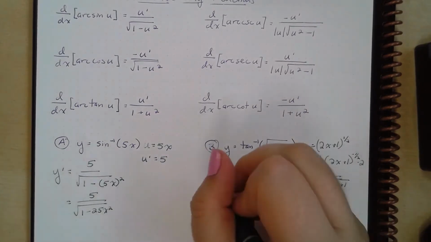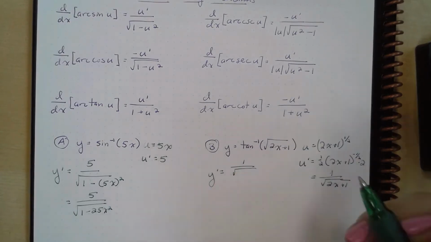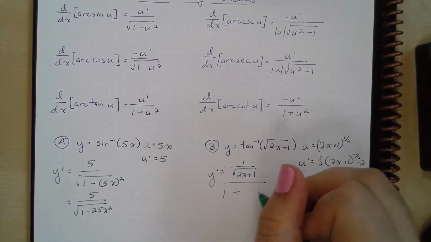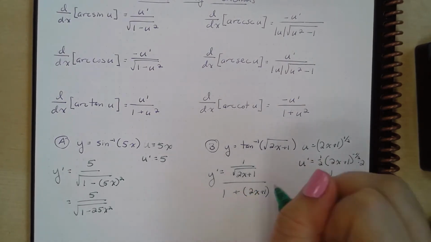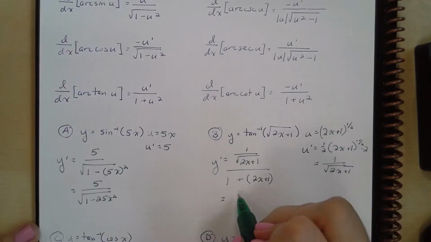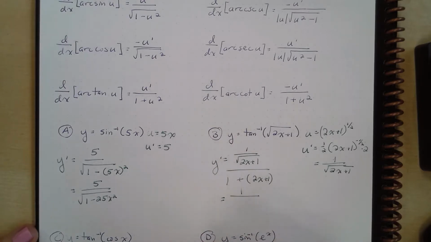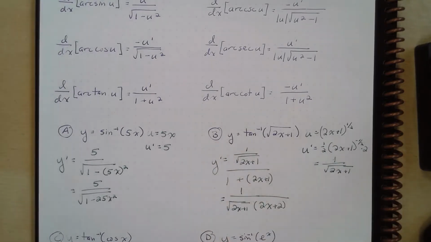Now I can kind of dive in. y prime is equal to 1 over the square root of 2x plus 1, all over 1 plus 2x plus 1. And this can definitely be simplified. I get a lot of questions in class: when should I simplify? When should I not? Just keep simplifying, kids. This is a fraction over a fraction. That's kind of crazy. So 1 over the square root of 2x plus 1 times 2x plus 2. I would leave it just like this. I think that's plenty simplified.